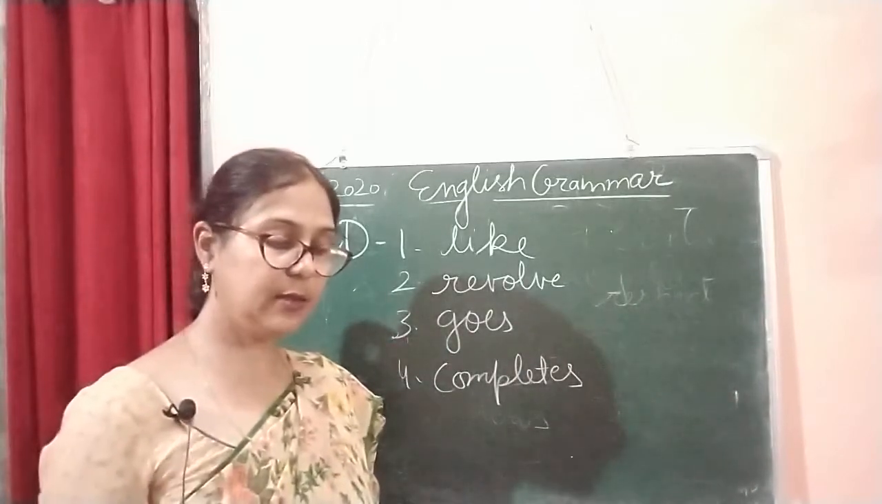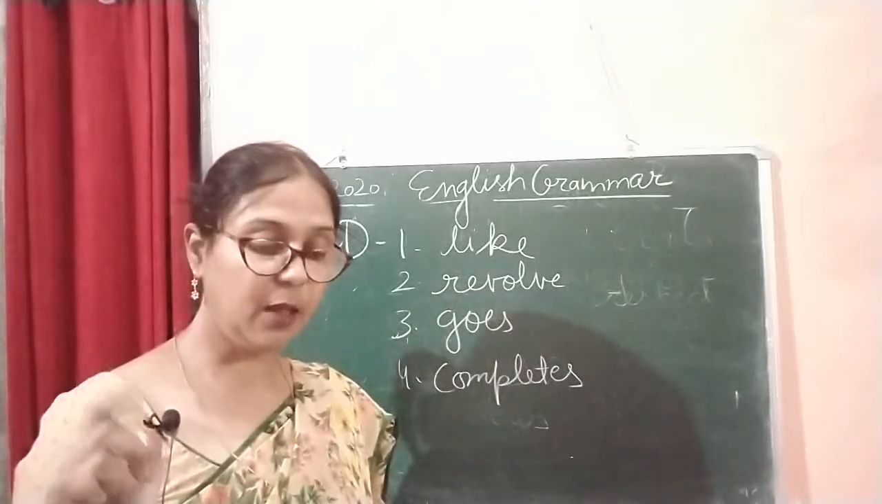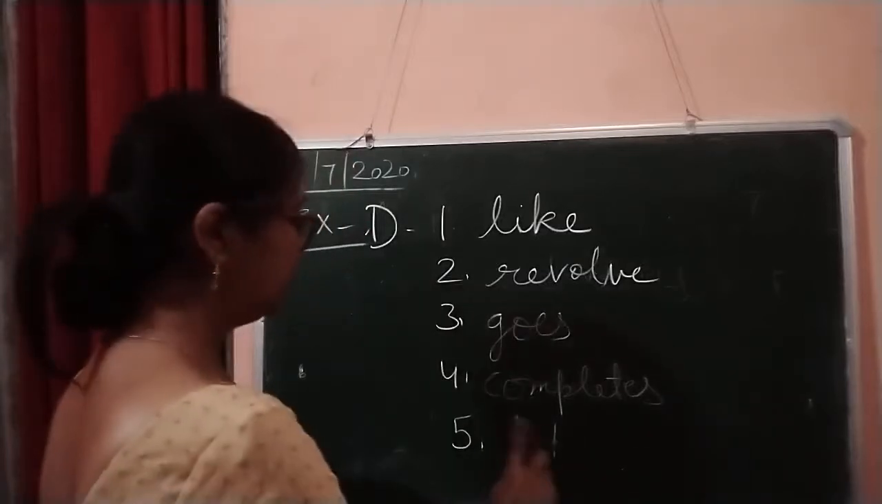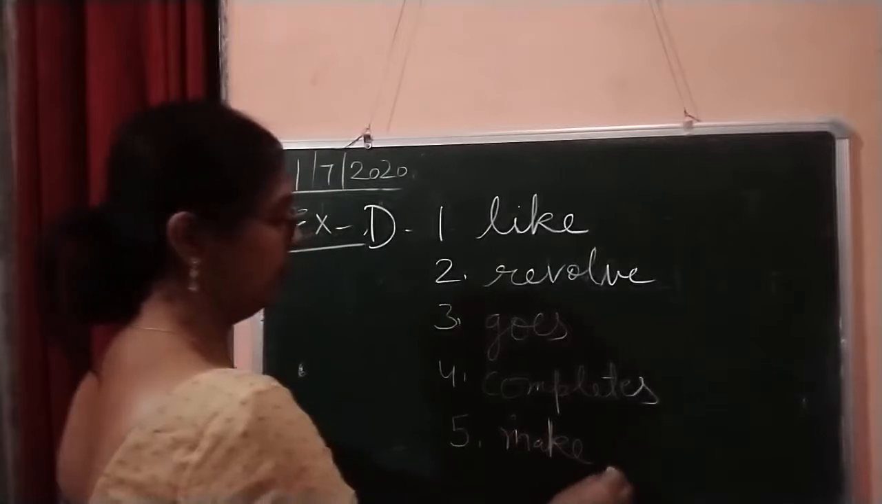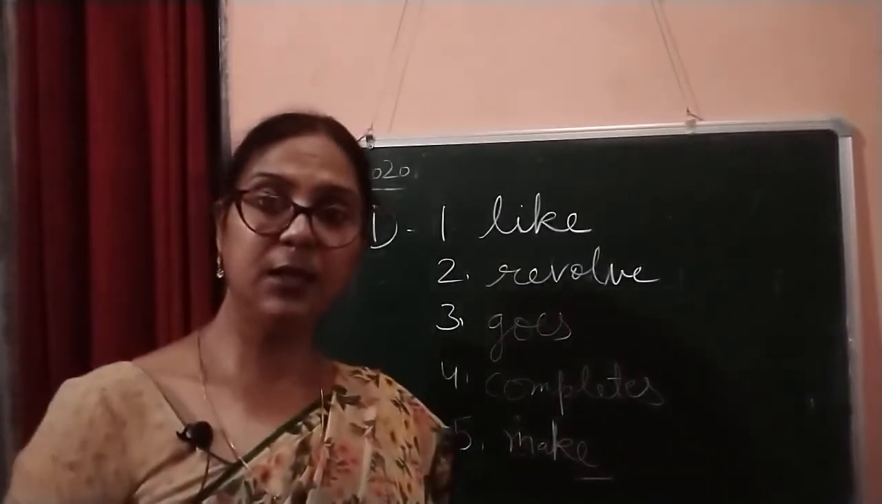Now fifth, Ankita bakes dash. In the bracket it is written, make delicious cupcake. On number 5 we are going to write make. So this way we have completed exercise number D.